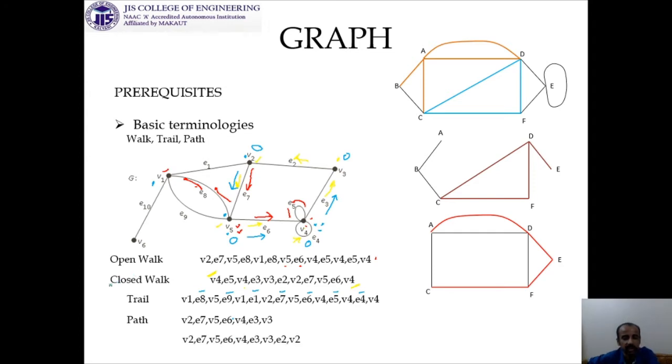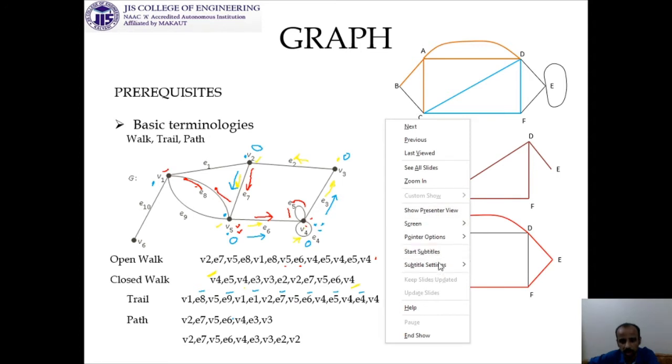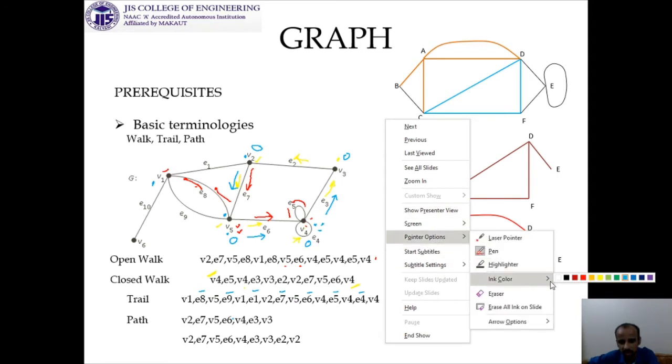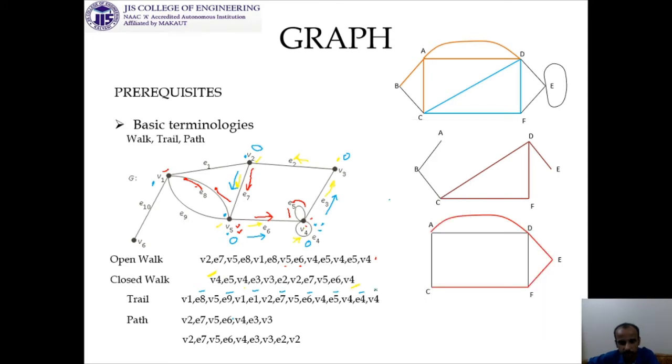Next we are considering another sequence, and in this sequence what we are seeing is that it is V2 E7, then V5 E6, V4 E3, V3 E2 V2. So it is started from V2, it is ended at V2. Very good. Now E7 E6.